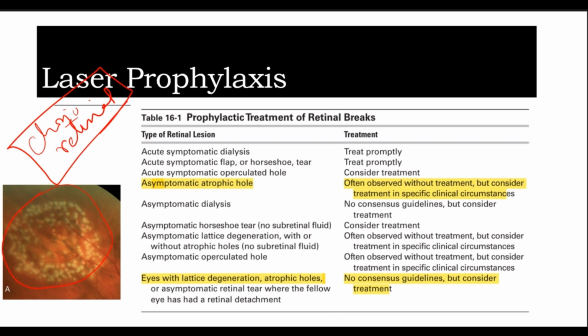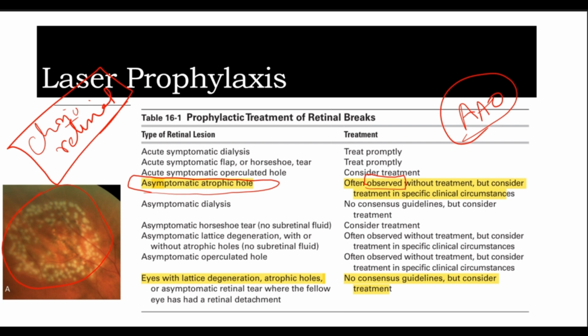Now, according to the American Academy of Ophthalmology's latest guidelines, if you have a patient with an asymptomatic atrophic retinal hole, most often these patients are observed without any treatment or laser prophylaxis. However, there are some special circumstances where the patient is definitely considered for laser or treatment.